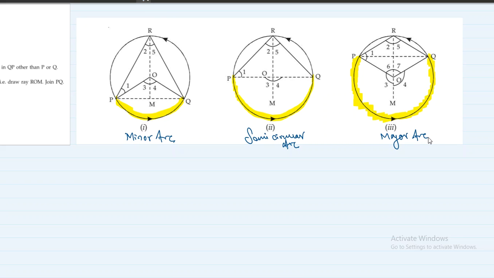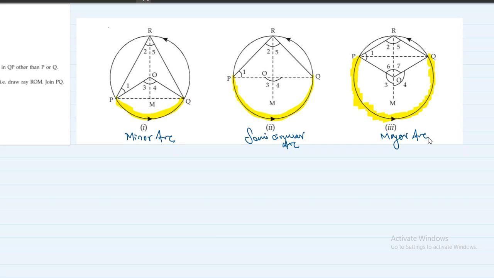So it doesn't matter which type of arc it is. This theorem is applicable in all three cases. That's why we have three figures. We don't have to write three proofs. We have just a single proof. But we will draw three figures to understand that this theorem is applicable in any of the three cases, whether it is a minor arc, semicircular arc, or a major arc.